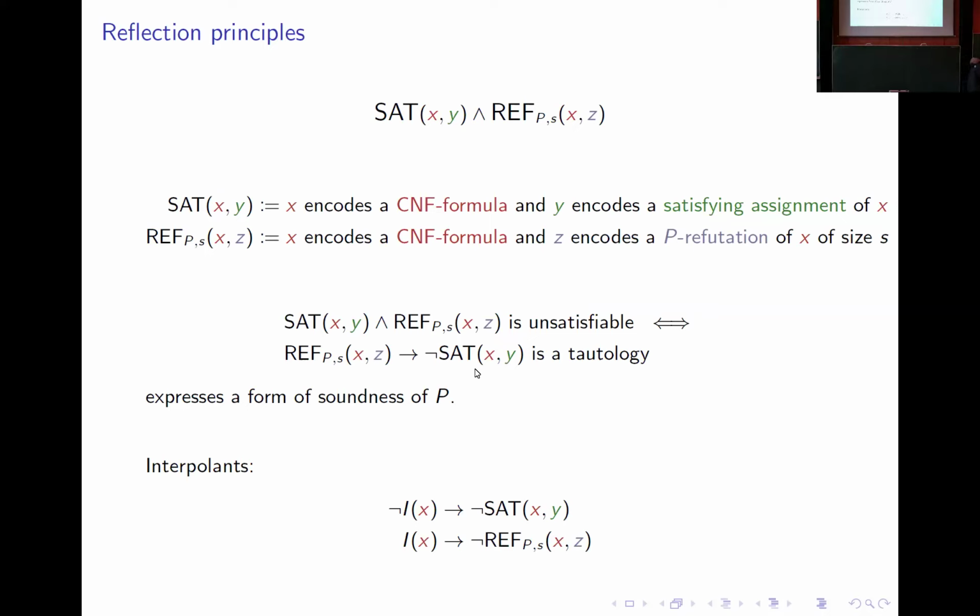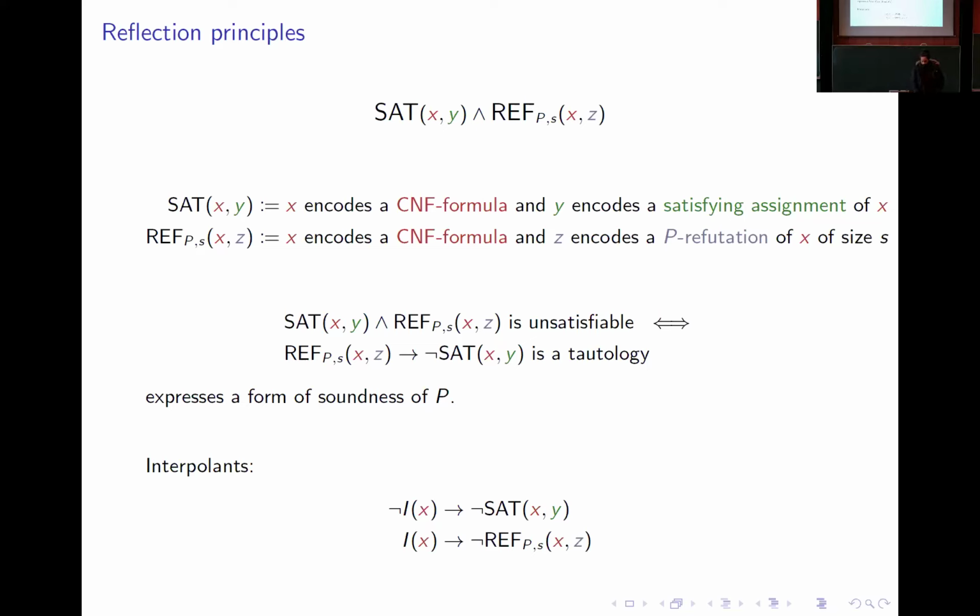So let me start by briefly reviewing the Atserias-Müller result. In particular, let me start with reflection principles. The reflection principle of a proof system is a CNF formula, of this form, expressing the soundness with respect to proofs of a certain size. So the formula SAT says that Y is an assignment that satisfies the formula F of X, and the formula says that Z encodes a proof of size S of X.